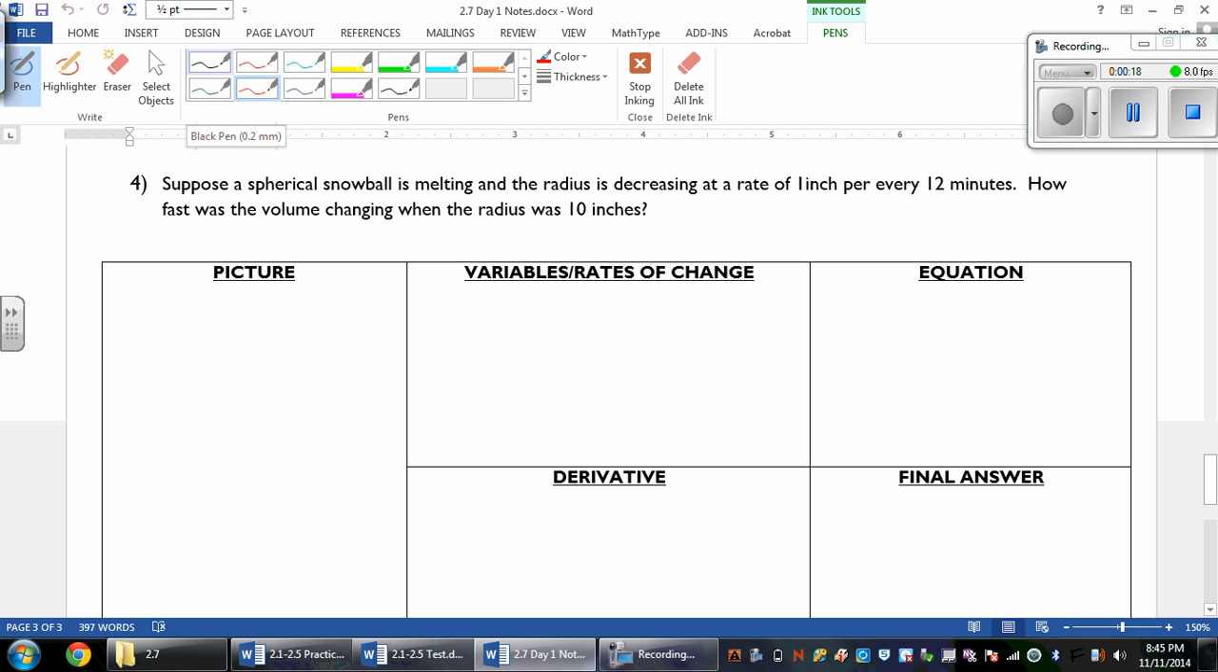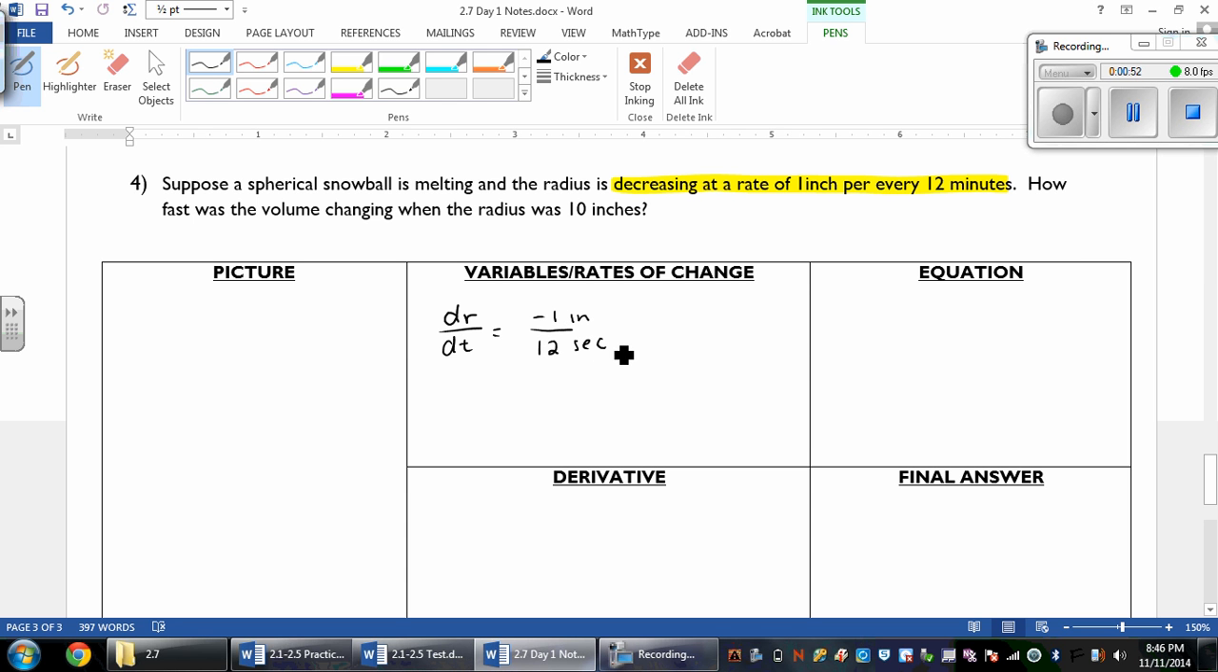So it says, suppose a spherical snowball is melting and the radius is decreasing at a rate of 1 inch for every 12 minutes. Decreasing at a rate of 1 inch for every 12 minutes tells us how fast our radius is changing. So how fast our radius is changing is dr over dt. And since it's decreasing, it's negative 1 over 12. So that's 1 inch for every 12 seconds.